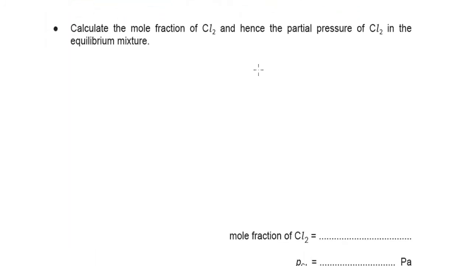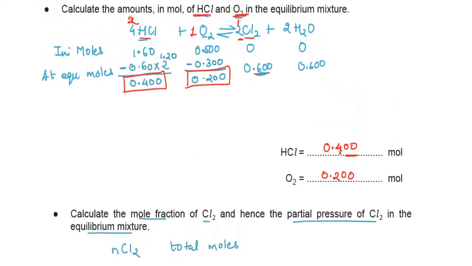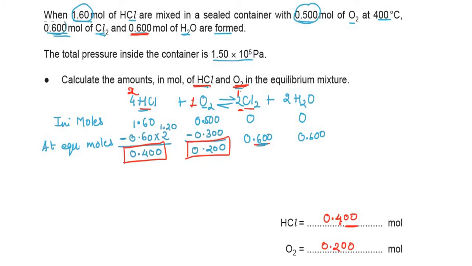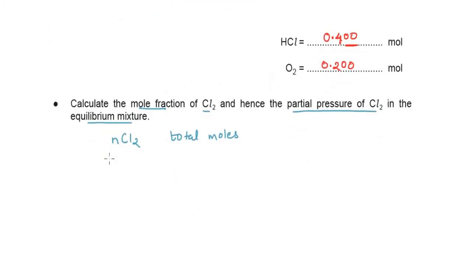Now next look at the sub question. It says calculate the mole fraction of chlorine and hence the partial pressure of chlorine in the equilibrium mixture. To calculate the mole fraction, you should have the moles of chlorine and the total moles of all the species in the reaction at equilibrium. The moles of chlorine is 0.600, and the total moles is 0.400 plus 0.200 plus 0.600 for chlorine and the remaining product.